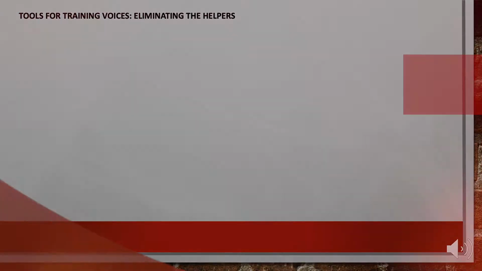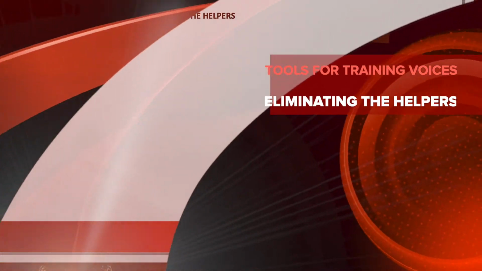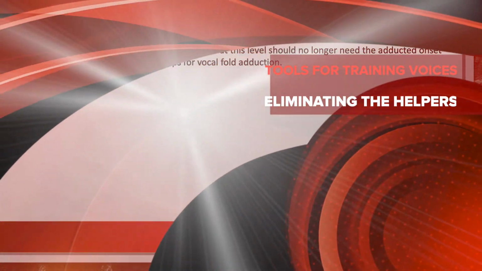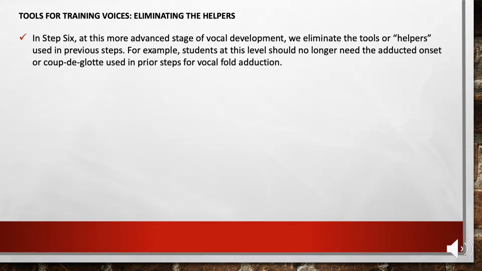Tools for training voices. Eliminating the helpers. In step 6, at this more advanced stage of vocal development, we eliminate the tools or helpers used in previous steps. For example, students at this level should no longer need the adducted onset or coup de glotte used in prior steps for vocal fold adduction.